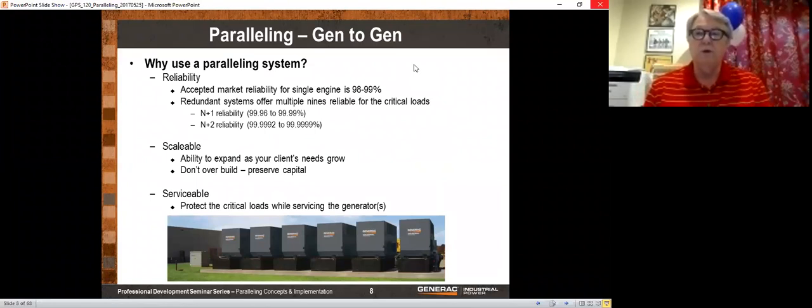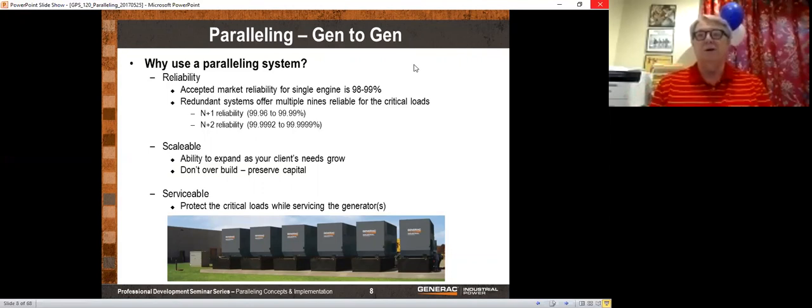And as we go through the presentation, you'll see a lot of advantages. But the number one is reliability. So how reliable is a generator? Well, that's not a number that anybody actually publishes and hangs their hat on.